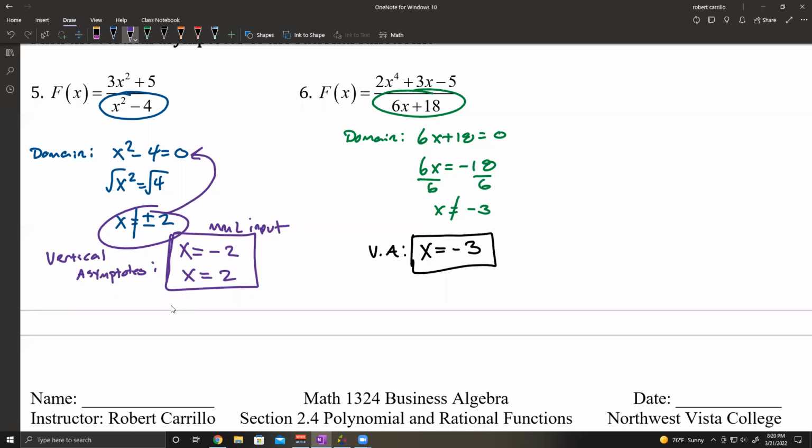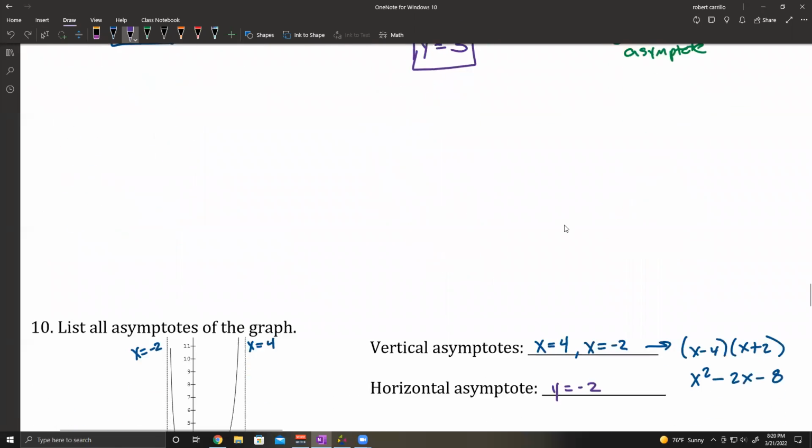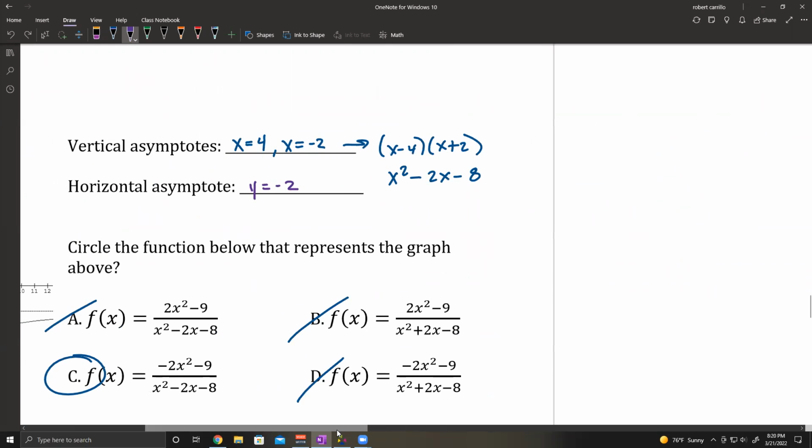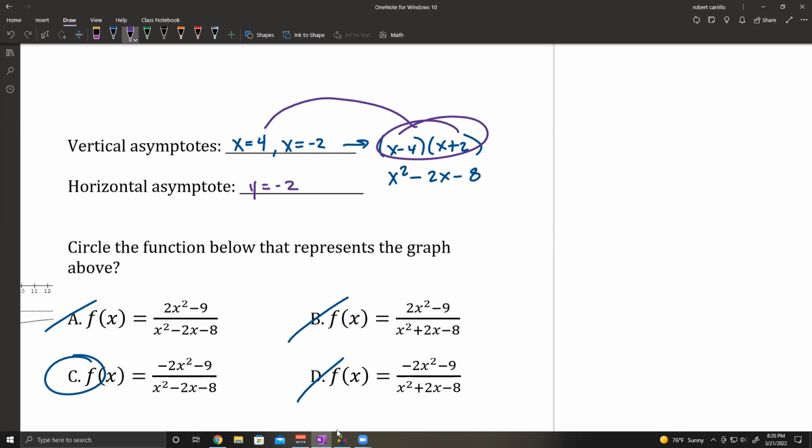See what we did? We had to put it back into factored form. That's all we did there. Exactly. If I'm able to set these equal to zero, I would get x equals 4, x equals negative 2. So you're unfoiling. Very good. Reverse foiling, right? There you go.